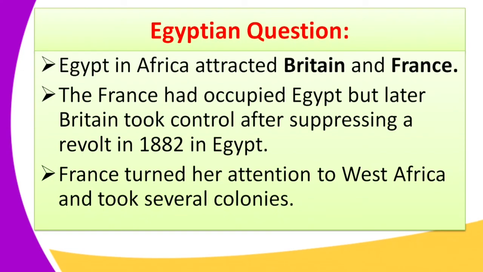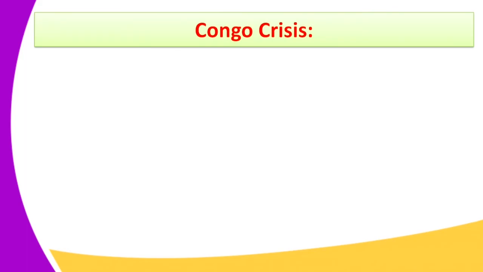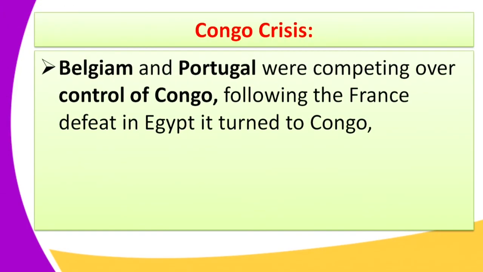So after France was defeated by Britain over Egypt, France turned her attention to West Africa. And when it went to West Africa, it took several colonies. So this led to France occupying most of West Africa. To summarize on the Congo crisis, Belgium and Portugal were competing over the control of Congo. So following the French defeat in Egypt, it turned to Congo.